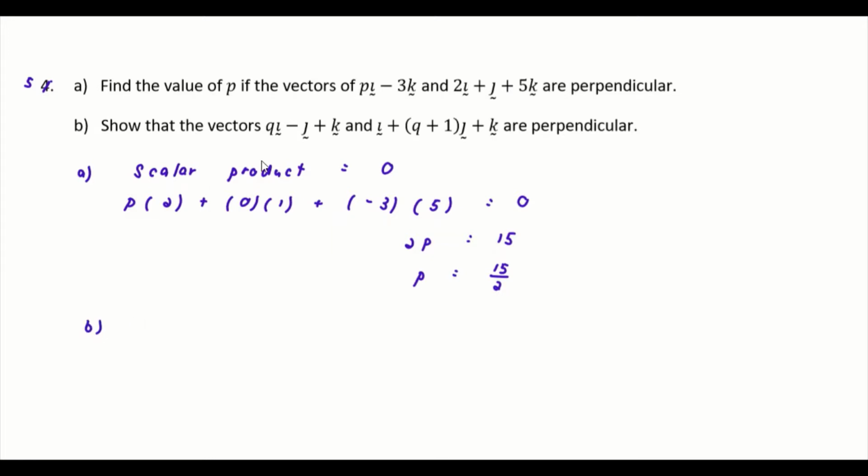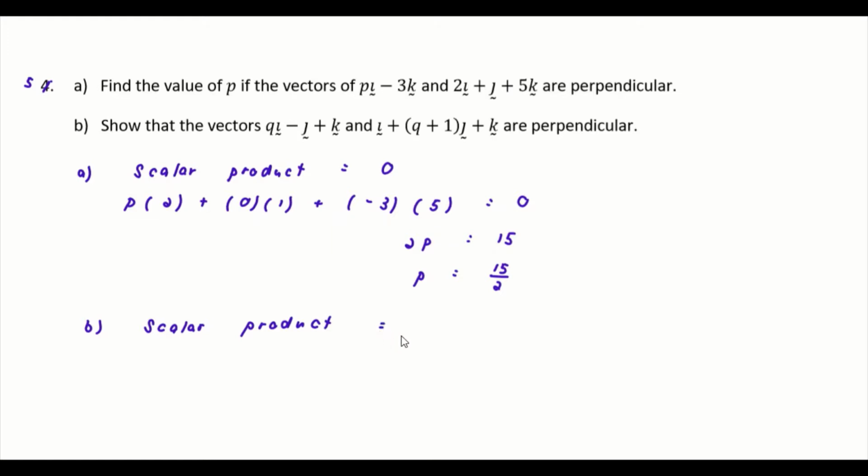Okay, so continue with B. You need to show that the two vectors here are perpendicular. Please remember, for a question that says show that, you cannot do it like the A part and straight away write that the scalar product equals 0, because if you already stated that the scalar product equals 0, then what's the point of showing it? In this case, you calculate the scalar product, then show that the answer is equal to 0, so that's why it's perpendicular.